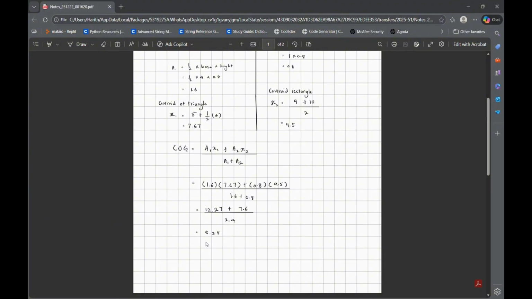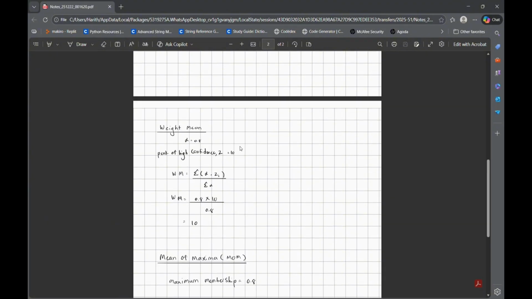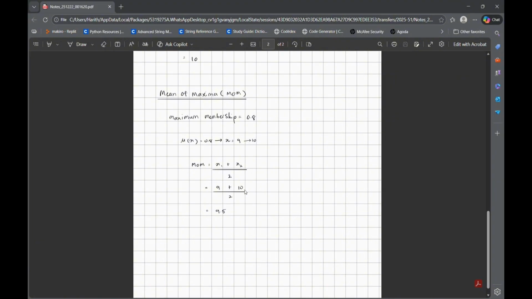COG equals 8.28. For weighted mean, since only one rule fires, we multiply the firing strength by the output value and divide by the firing strength, and we got 10. For mean of maxima, we take all x values at maximum membership and average them, and we got 9.5. This shows how different defuzzification methods vary slightly, but all represent a strong confidence output.